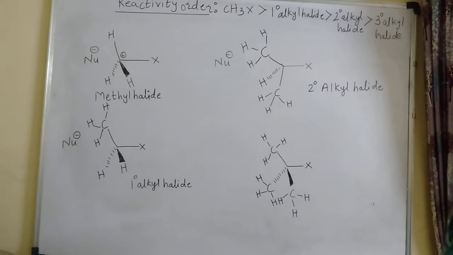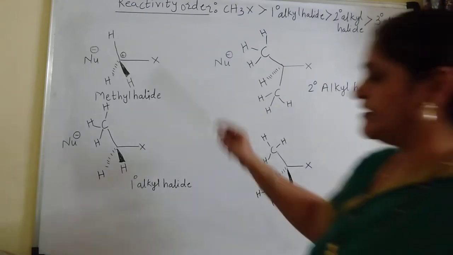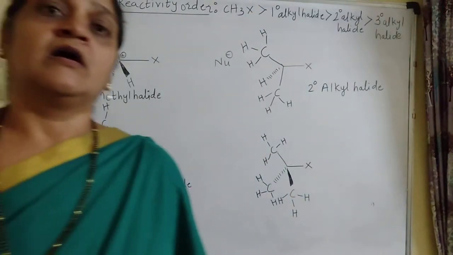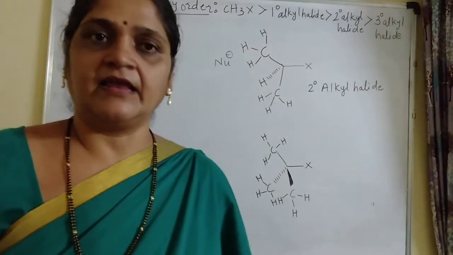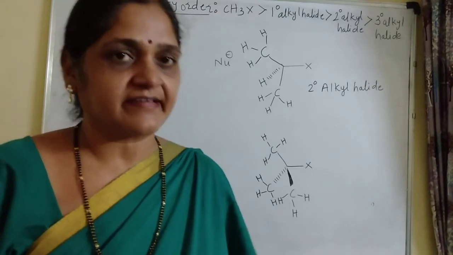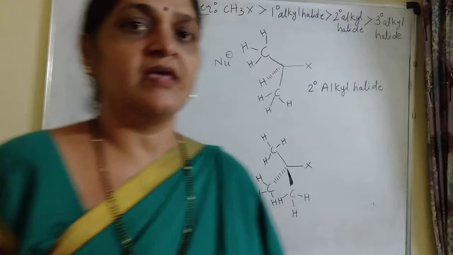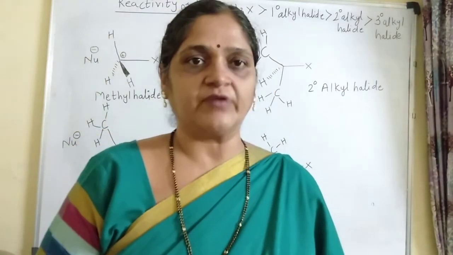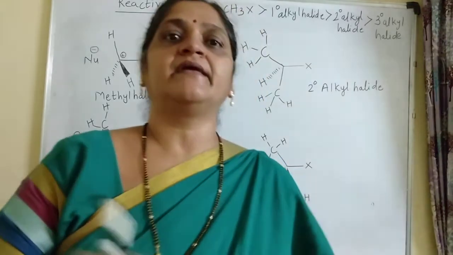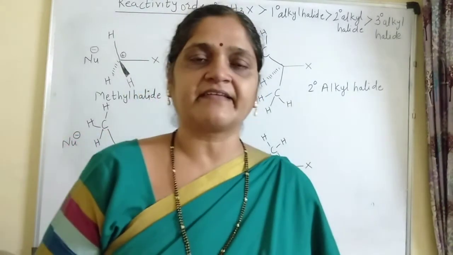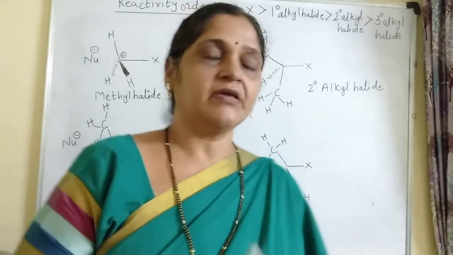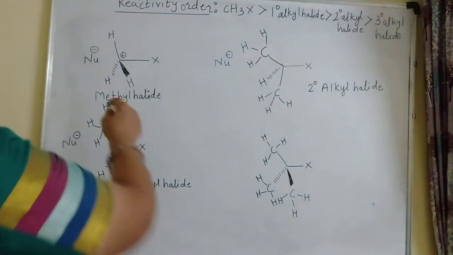Now why is it so? For that purpose, we will understand these structures and how the nucleophile is able to react with the alkyl halides. You all know that nucleophile approach to the positively charged carbon which is bonded with the halogen is essential for the SN2 reaction. Where the nucleophile gets easier approach to that positively charged carbon atom, that alkyl halide will be more reactive. Now here I have drawn the structure of this methyl halide.